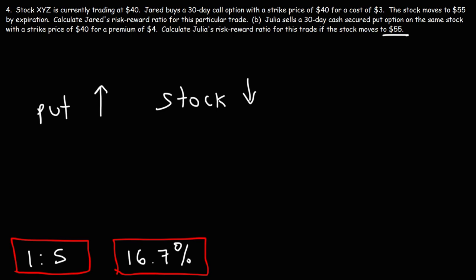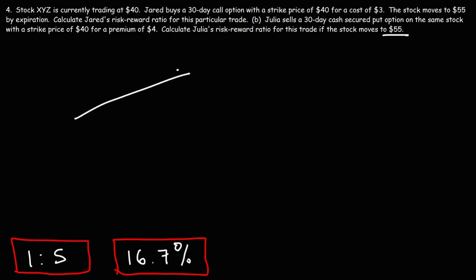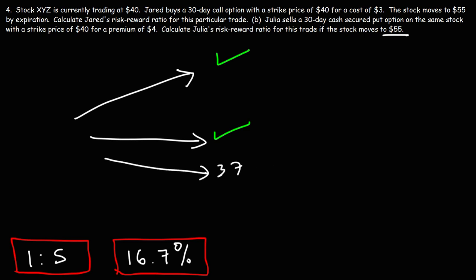So for Julia, if the stock moves up, that's good. If it moves down, that's bad. So Julia can win if the stock moves up or if it moves sideways. If the stock falls below $40, she's looking at a potential loss. Her break-even point is 40 minus 4, or $36. So if it were to fall to $37, she would be okay. She would have a net profit of $1 per stock. But if it were to go below $36, let's say like $33, now she's at a loss.